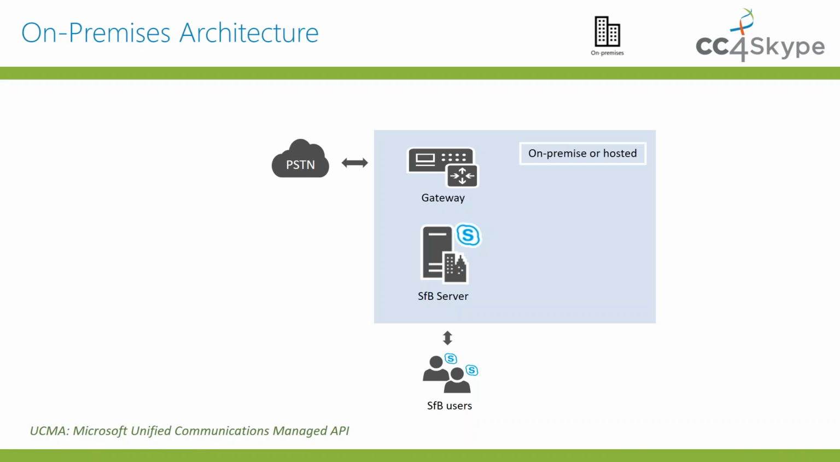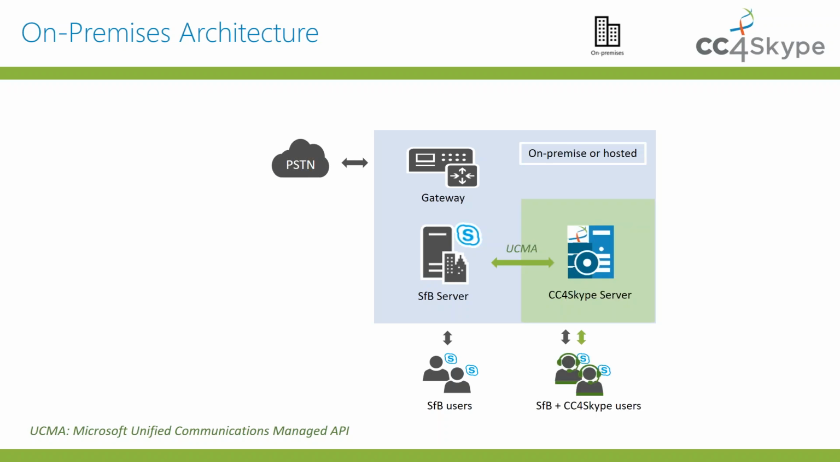So let's take a quick view on the different kinds of architecture. It's of course based on the different flavors that Microsoft offers. The first one is the on-premise architecture, where the Skype for Business server is at the customer premise, the gateway and PSTN connection is there, and some Skype for Business users are connected to the environment.